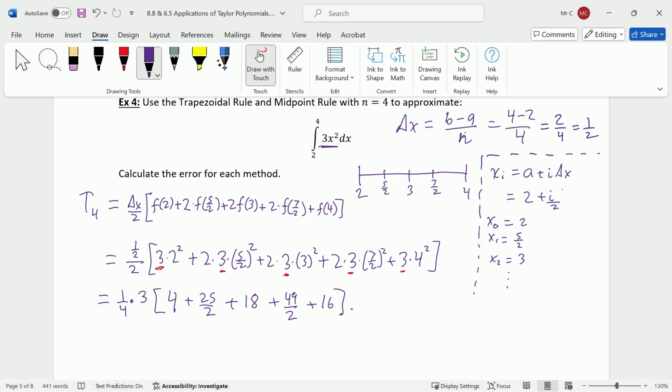So at that point, I can combine everything inside this fraction together. I get 3/4 times, and my whole numbers are 4 plus 18 plus 16, which is 38. And then I've got the 25/2 plus 49/2, which is 74/2. And at this point, this simplifies even further. 74/2 is 37, and 38 plus 37 works out to be 75. So this is 3/4 times 75.